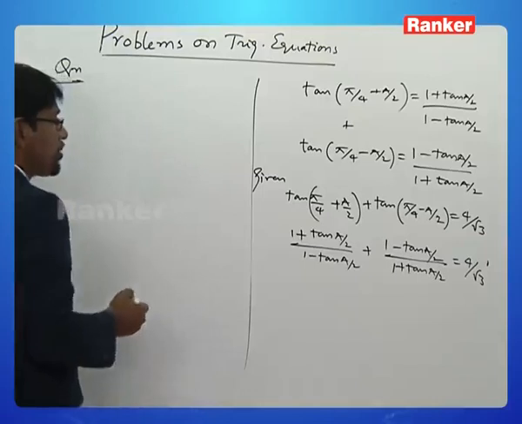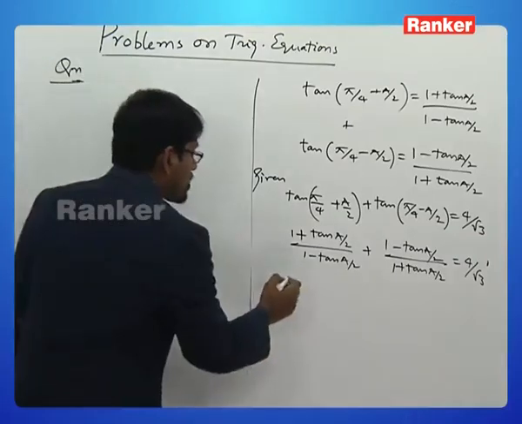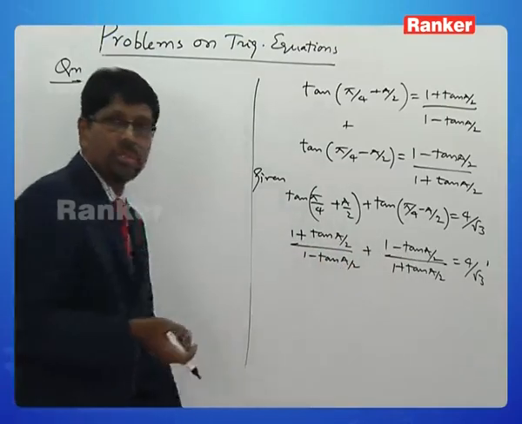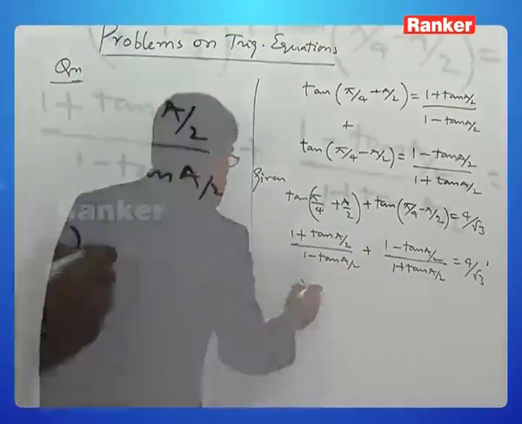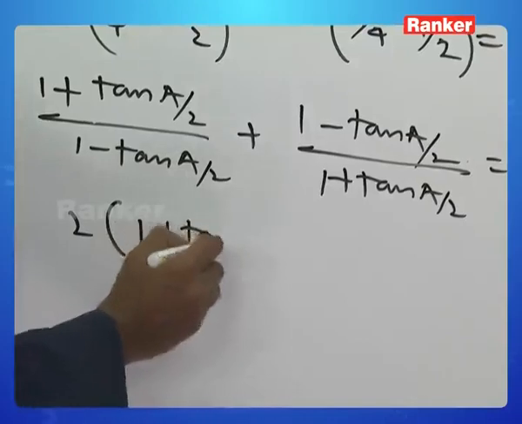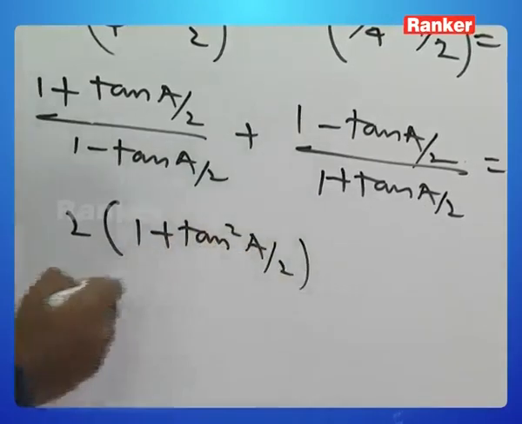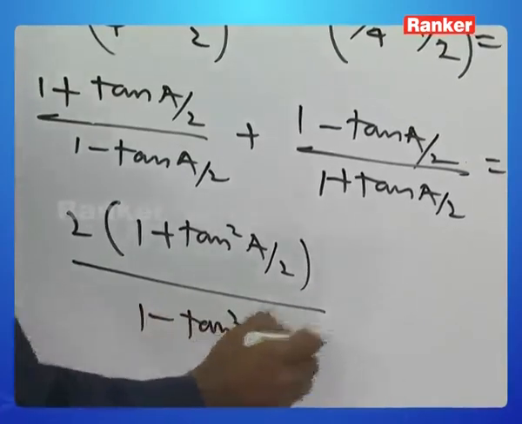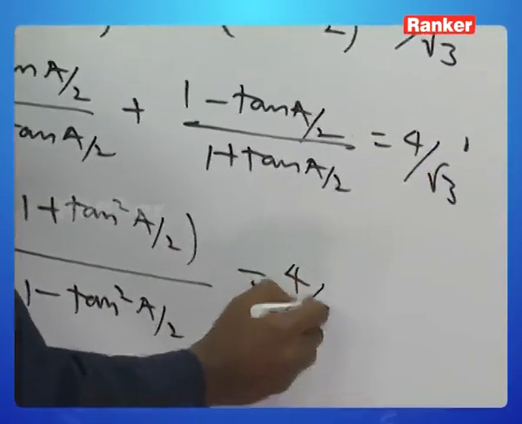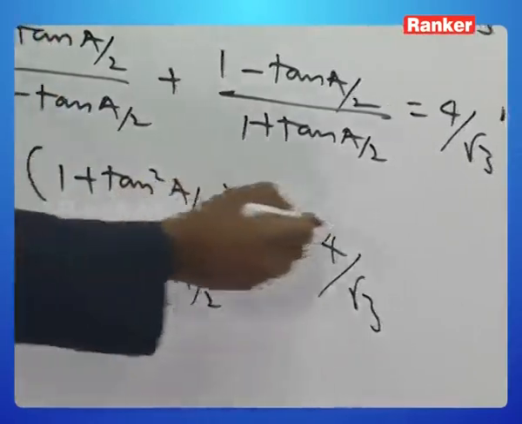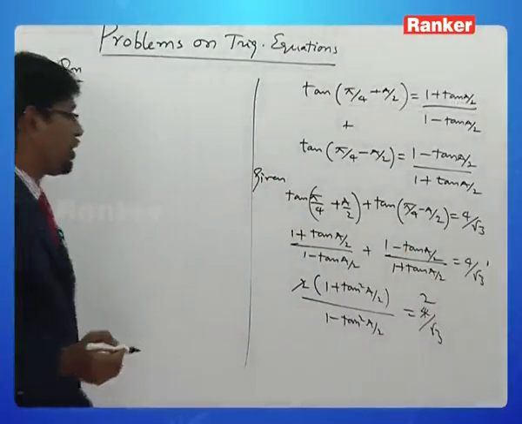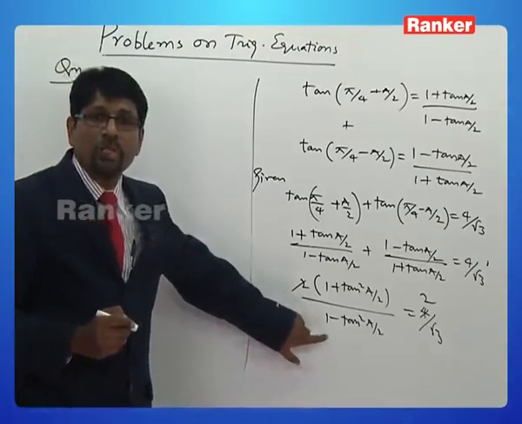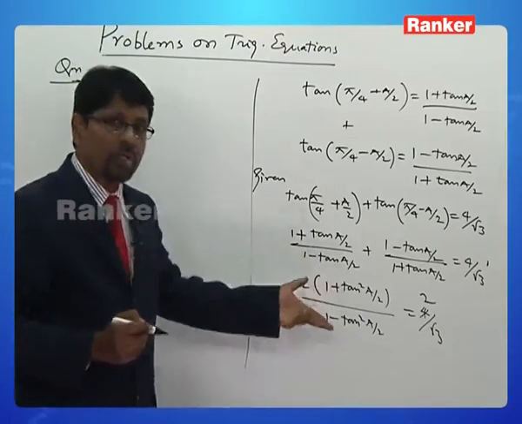Okay, so that gives me this, because 1 plus tan a by 2 whole square plus 1 minus tan a by 2 the whole square, what is that equal to? 2 into 1 plus tan square a by 2, and divided by, in the LCM, 1 minus tan square a by 2. That is equal to 4 by root 3. So this 2 will cancel and we have 2 by root 3 there. But what is this? This is in the form of 1 by cos a.